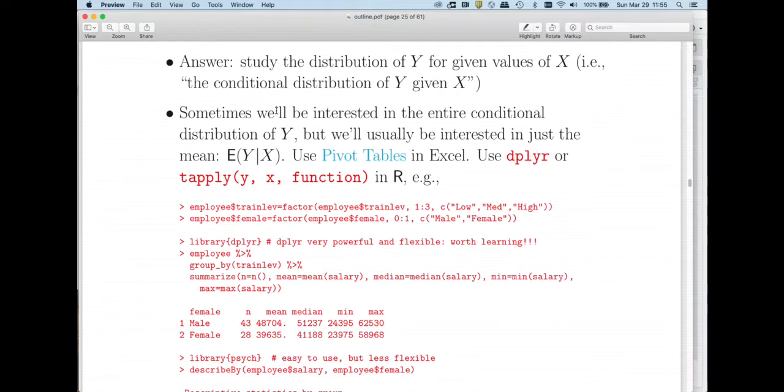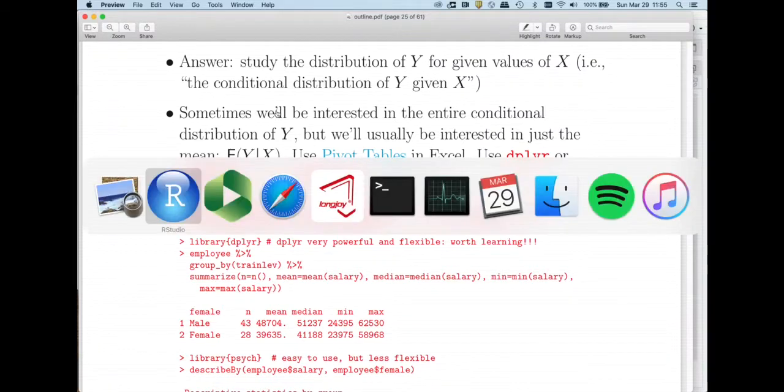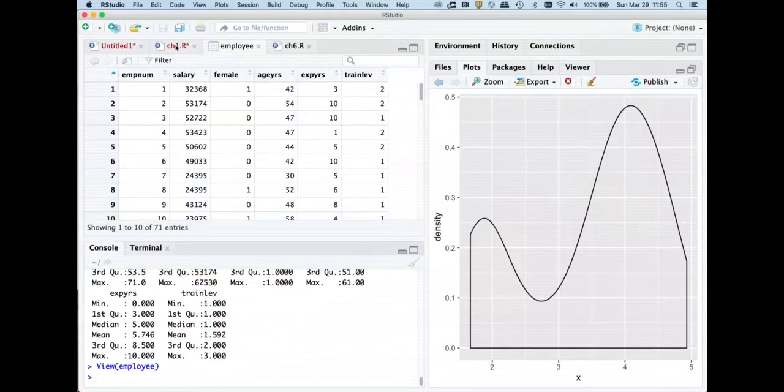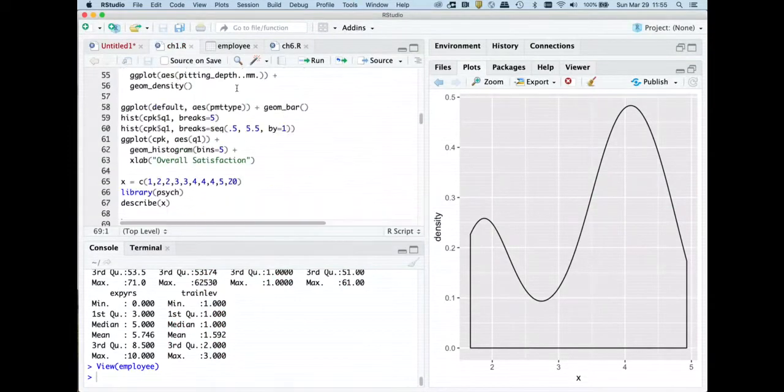dplyr is like SQL. I think all of you have had the relational database class before taking this class. You could do all this in SQL as well. dplyr is a little bit like SQL, but in some ways it's a little bit more flexible and easier to use. So I'll just go over to R, and we'll run this stuff live here.